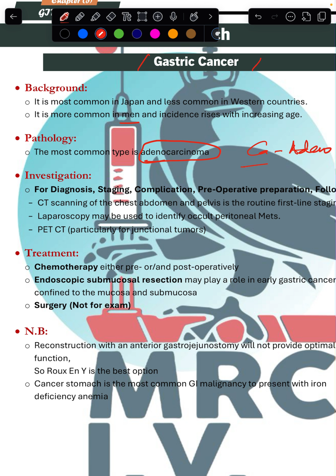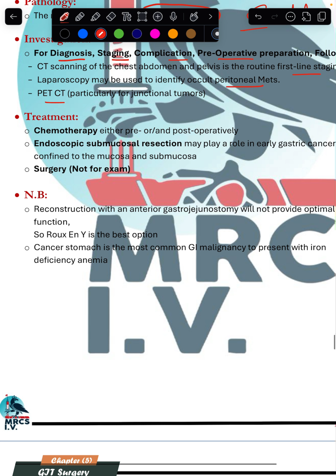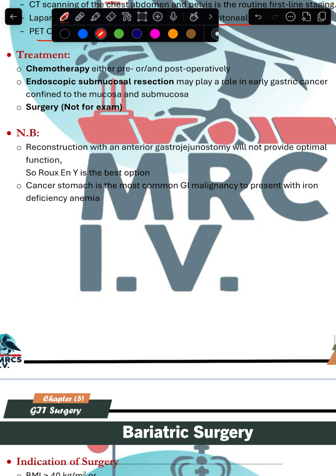Adenocarcinoma. For diagnosis, staging, complication, preoperative preparation, follow-up: CT scan of chest, abdomen, and pelvis is the first line investigation. Then laparoscopy may be done to identify occult peritoneal metastasis. PET scanning, chemotherapy pre and post-operative. Endoscopic submucosal resection is limited. Surgery is not for now; the details of surgery, partial gastrectomy, are not for the exam. Reconstruction with anterior gastrojejunostomy is not optimal, so Roux-en-Y is the best option.